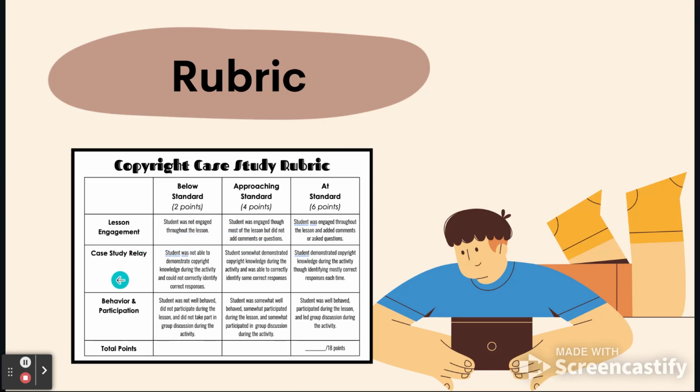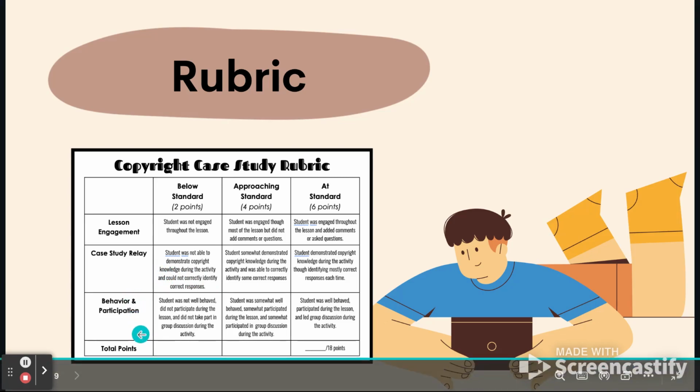Case study relay. The student demonstrated copyright knowledge during the activity through identifying mostly correct responses, or the student was somewhat engaged, or the student somewhat demonstrated knowledge by correctly identifying some correct answers, or the student was not able to demonstrate and did not get correct answers.